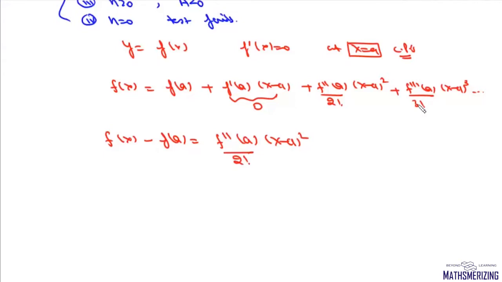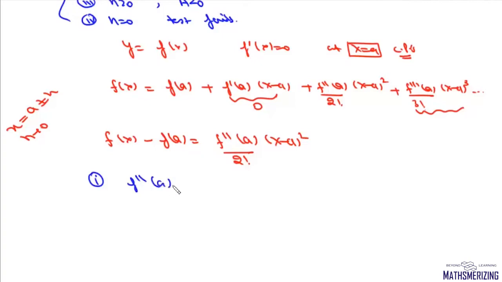Now when we say point of local maxima or local minima, it simply means that we are looking at the value in the neighborhood of a. So this x is a plus or minus h, where h is nearly 0. So it simply means that this x minus a is a very small quantity, and if it is a very small quantity, then as the power increases, the value decreases. So we can ignore higher powers of x minus a. So we get this result, which is f(x) minus f(a) equal to f''(a) upon factorial 2 times (x minus a) squared.